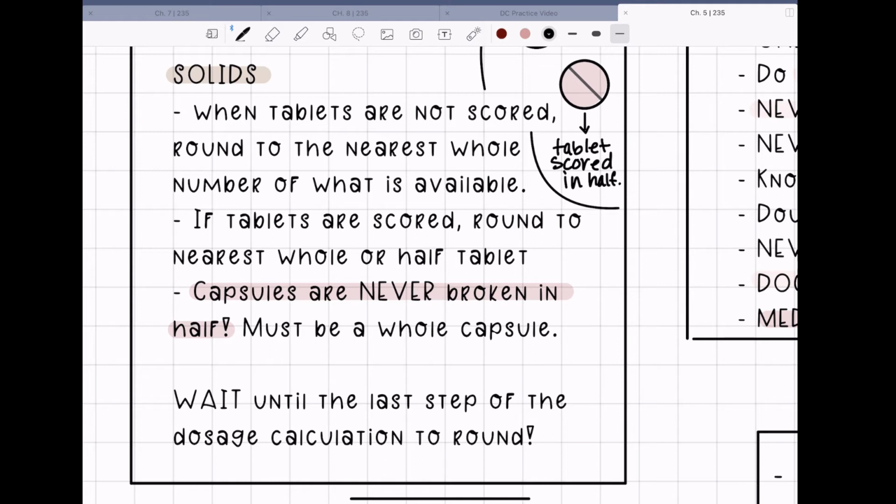So with solids, if tablets are not scored, then you have to round to the nearest whole number of what is available.